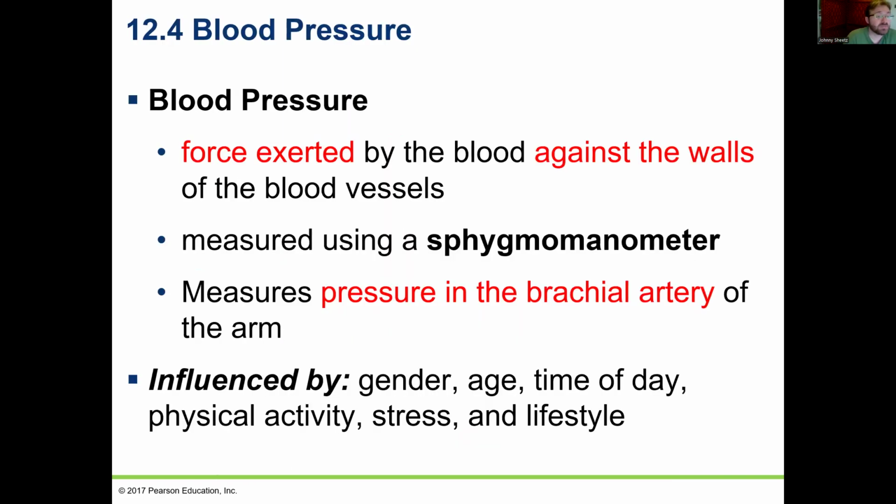Now, blood pressure. This is just the force exerted by the blood against the walls of the blood vessels, which can be measured using a sphygmomanometer. This is going to be measuring pressure in the brachial artery of the arm, and that's going to in turn be influenced by the person's life history as well as their health.